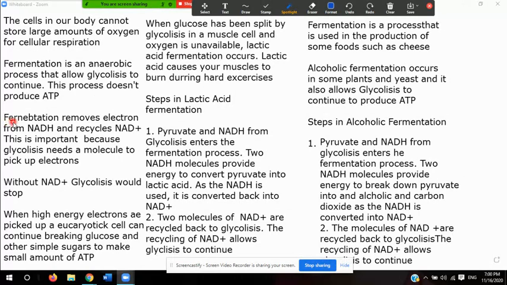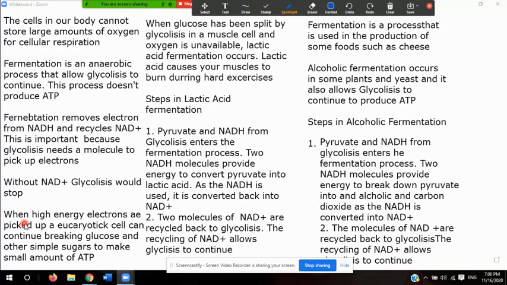And then here we go. The other thing that we need to know is that it says fermentation removes electrons from NADH to convert it into NAD+. And this is important because glycolysis needs a molecule to pick up electrons. So basically, what happens in fermentation is that it removes the electrons from the NADH that we have in glycolysis, and that actually allows glycolysis to continue because that NAD+ can continue to get those electrons that it needs. Now, without NAD+, glycolysis would stop.